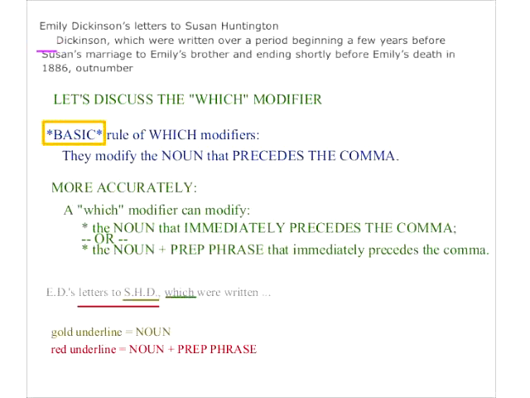So using context or grammar, we can figure out which one of these the which modifier is modifying. So let's analyze both of these things. For the gold one, context will analyze and grammar will analyze. In the case of the gold one, the context doesn't really make sense because you can't write a person. So it's nonsense context because Susan Huntington Dickinson can't be written, whereas the red one makes sense in context because the letters were written.